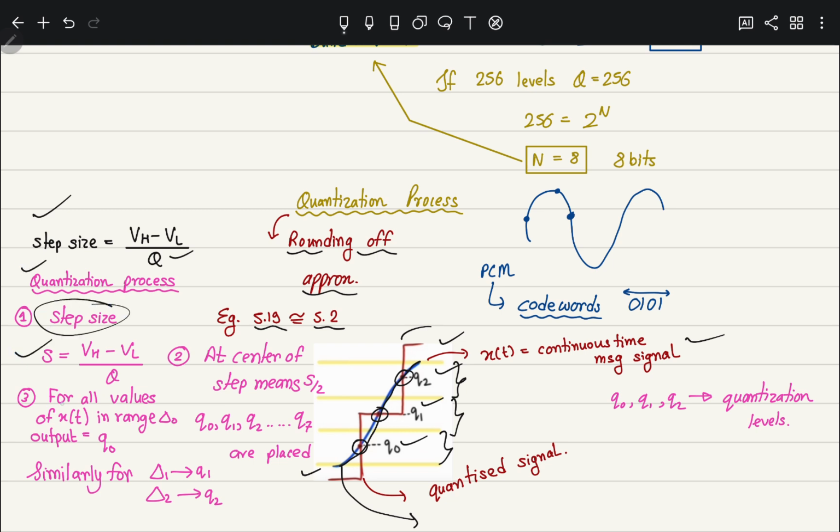This is the formula, and for all values of x(t), what is x(t)? It is the continuous time message signal in the range of delta 0. We'll know about delta 0, what is delta 0, output Q0, and similarly Q1, delta 1, delta 2, and then at the center step message, step means S by 2. We'll know about these things in the slides basically. So here's the thing.